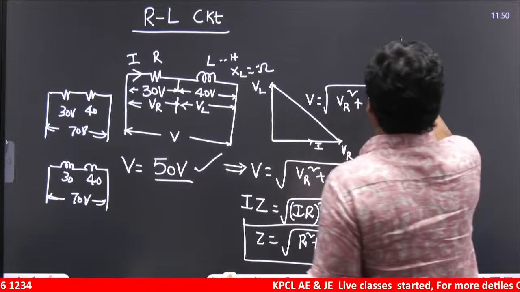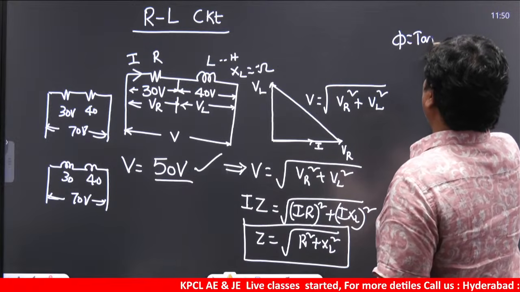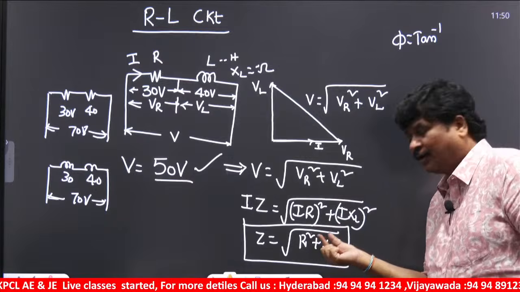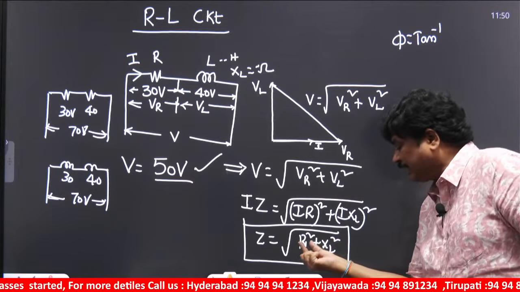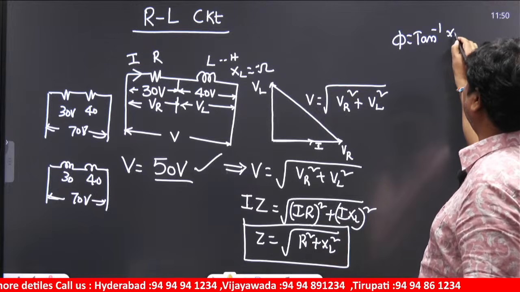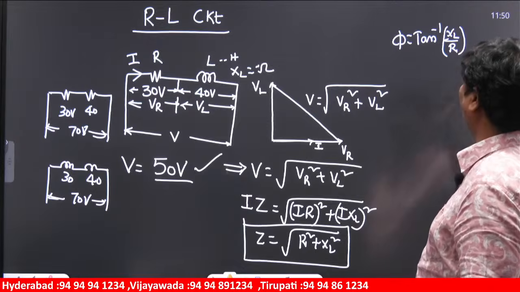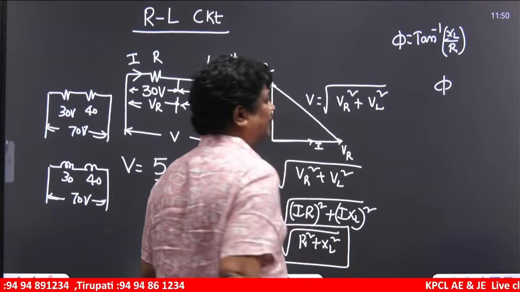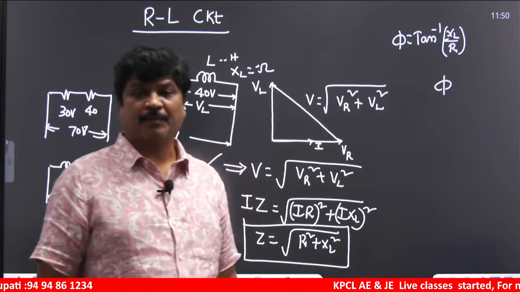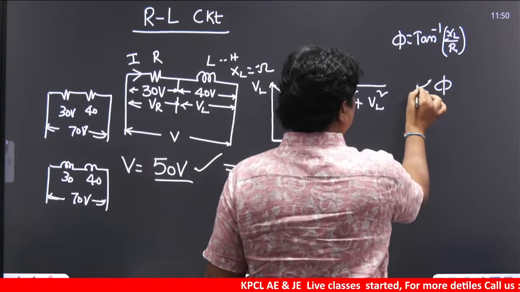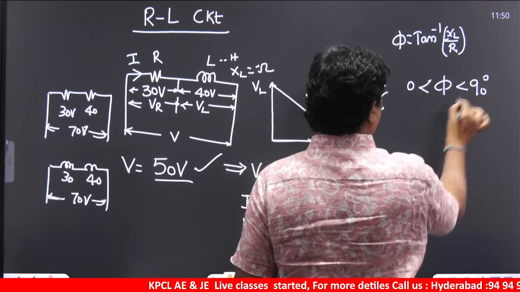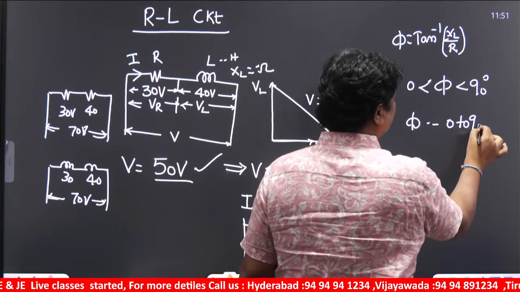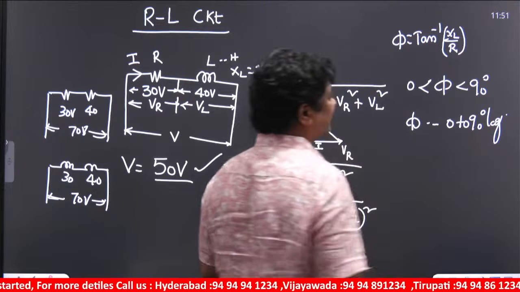Whenever you want to calculate the angle phi, phi is equal to tan inverse of y component upon x component. What is our y component? XL. What is the x component? R. So phi equals tan inverse of XL by R. Now, how much is this angle phi? Angle phi is greater than 0 degrees and less than 90 degrees. So angle phi is between 0 to 90 degrees lagging.